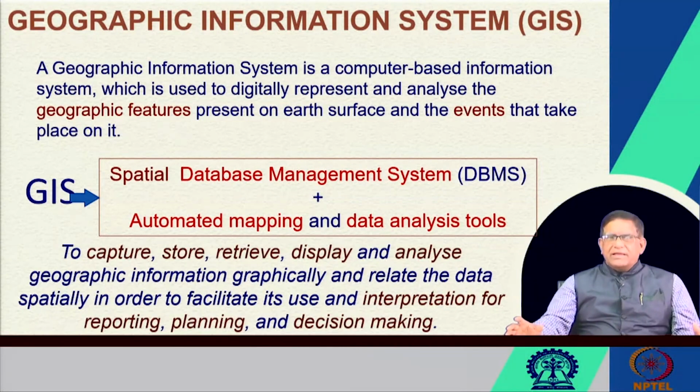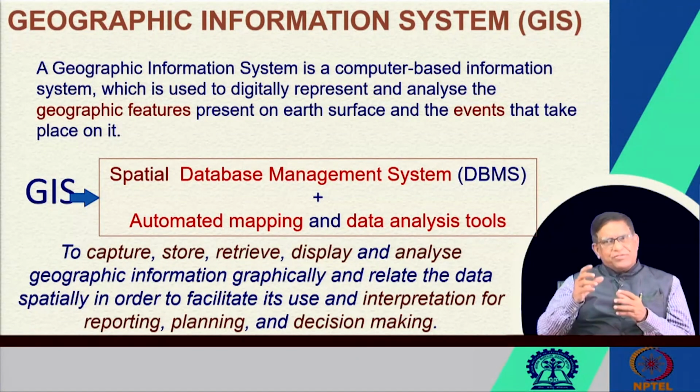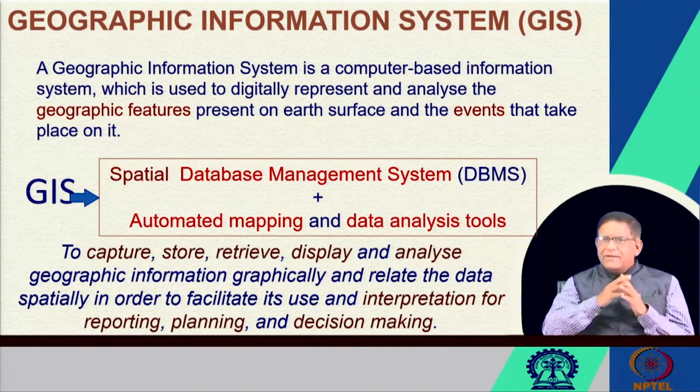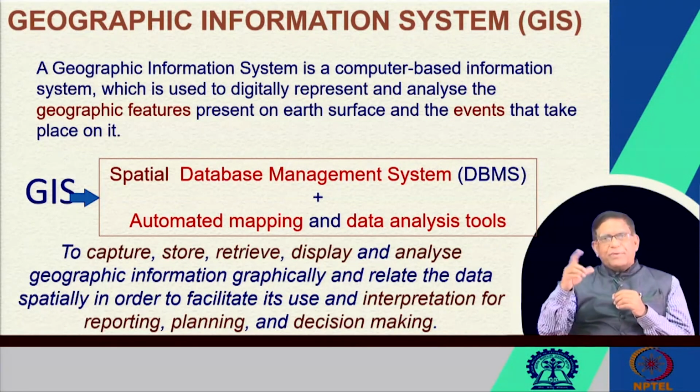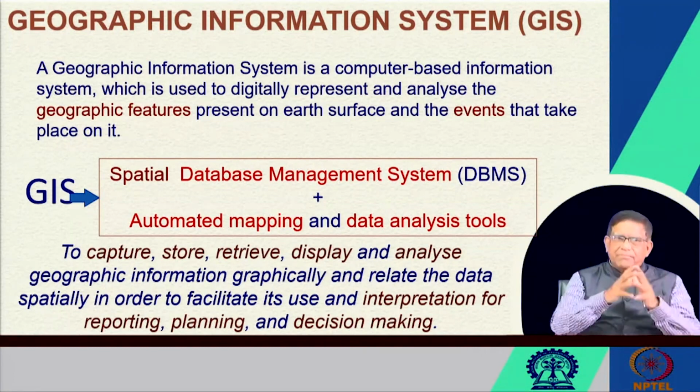So basically GIS is nothing but a spatial database management system, and it has automated mapping and data analysis tools. When we say database management system, it is exactly a database. It captures the data, it retrieves the data, it keeps it in such a methodical way that you can query it, represent it, and analyze it. But here the data keeps the information not only of the temporal relationship, but also the spatial, that means the latitude, longitude and elevation information of all the data can be placed here.